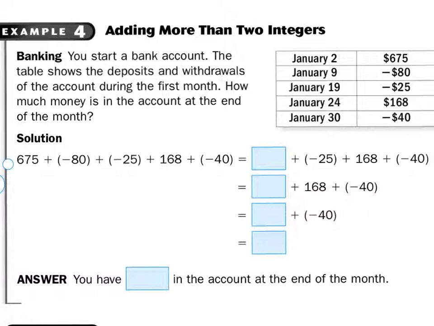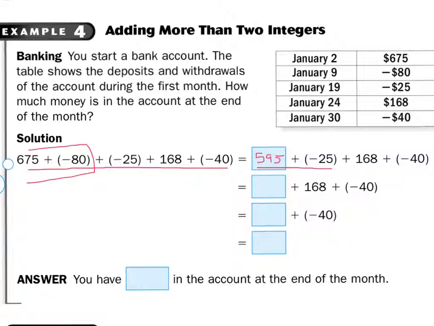It's going to look like this. 675 plus negative 80 plus negative 25 plus 168 plus negative 40. You need to do 2 at a time. So 675 plus a negative 80. You're going to end up subtracting those numbers. It's going to give you 595, and it's going to be positive because 675 is larger than 80, and 675 is positive.